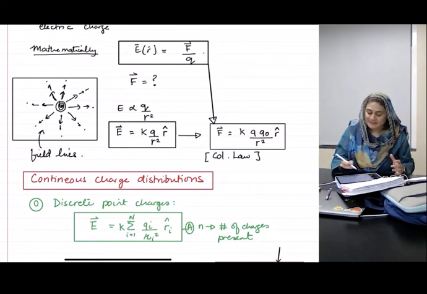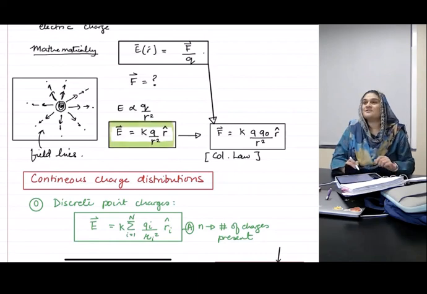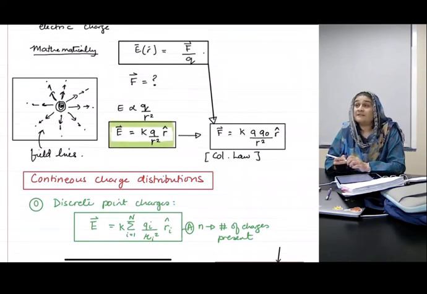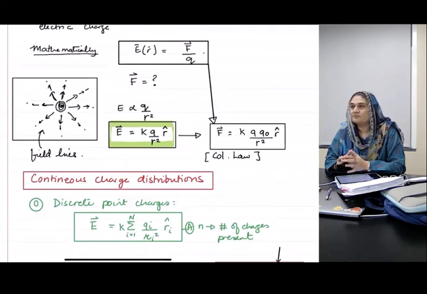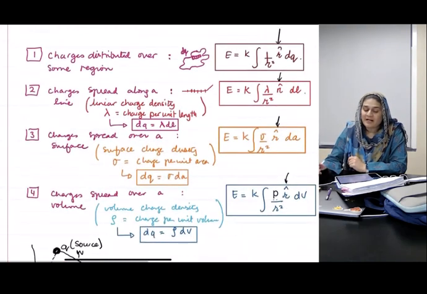Okay, so what is the simplest possible case? The simplest possible case is this one. What does this represent? The field created by a point charge Q. That is the absolute simplest case. Any of these other ones become complicated.